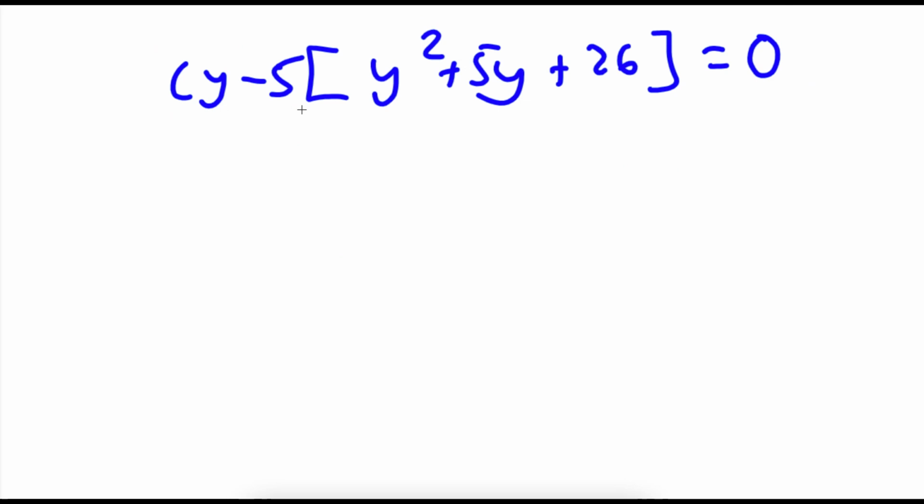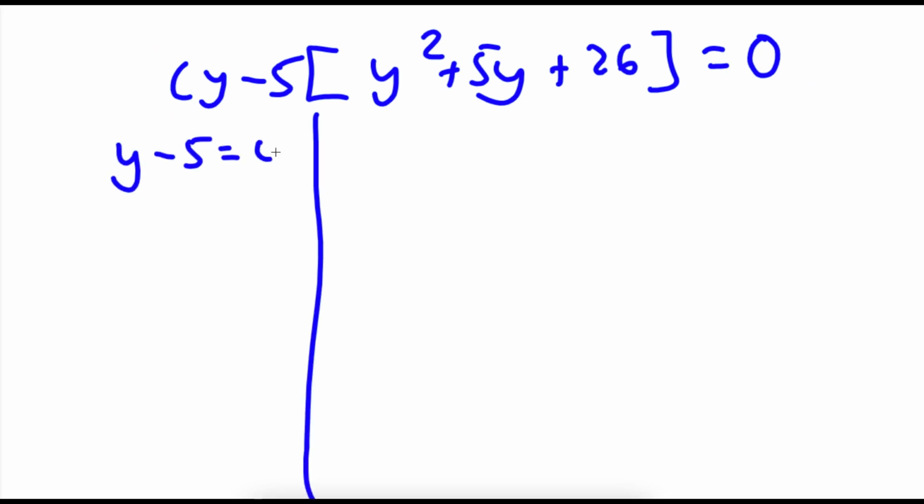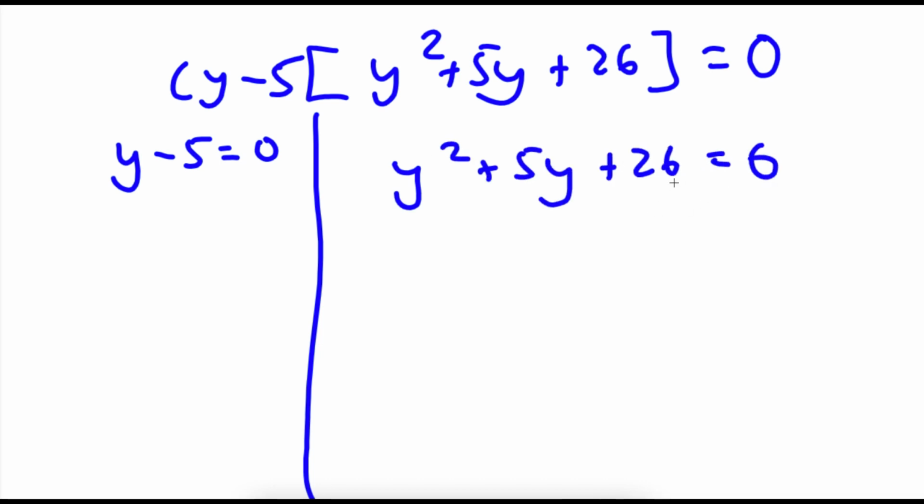Now this gives me two equations. I have y minus 5 is equal to 0, and I also have y squared plus 5y plus 26 is equal to 0. So for y minus 5 equals 0, this is simple. We simply add 5 on both sides, and we get y is equal to 5.